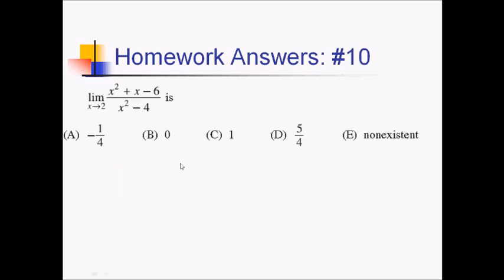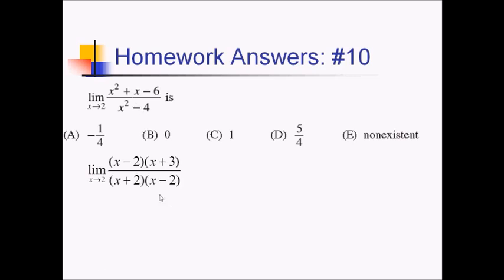For this problem, I'm trying to find the limit as x approaches 2 of this expression. This looks like something that's pretty factorable, so I'm just going to go ahead and factor it and see what happens. So in the numerator, we can break this up into, let's see, I need numbers that multiply to -6 and add up to 1, so -2 and +3. Denominator, I can split this up into x plus 2 and x minus 2.